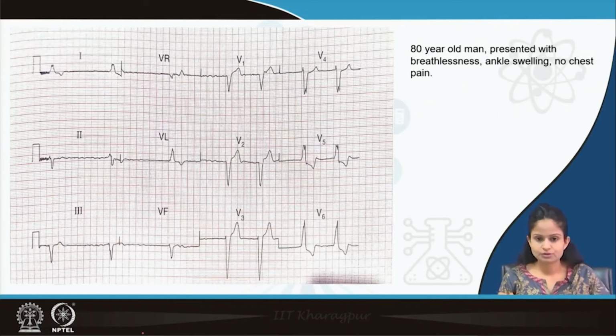So, before moving on to the main topic, I would like to discuss this ECG with you. Here is an ECG of an 80-year-old man who presented with breathlessness and ankle swelling, no history of any chest pain, in the emergency, and the ECG has been done. So, this is his ECG recording. What are the findings of this ECG?